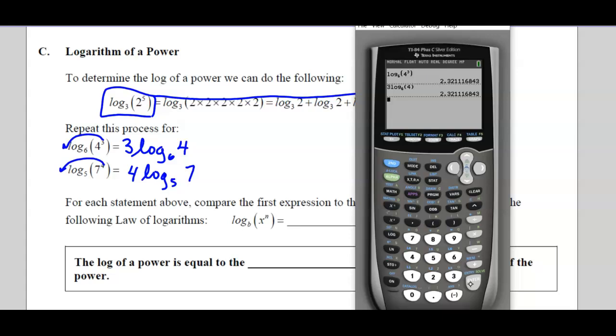Okay. It is not equal to log of 4 base 6, all cubed. Okay? All multiplied. Correct. So be careful on that. Usually there's some kind of question that involves knowing the difference between those.